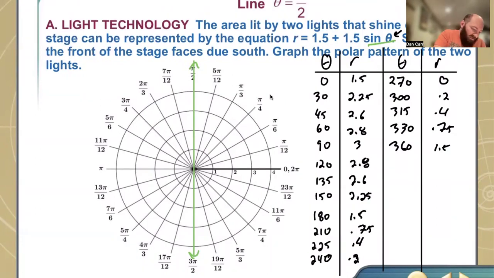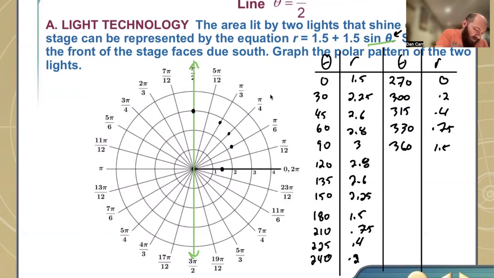So plotting those points, I got 0 goes to 1.5, about right here. Then pi over 6 goes to 2.25, so about right here. Okay, then pi over 4 is going to go 2.6, so it's a little bit past. And then 2.8 right here. Pi over 2 is going to go to 3, so that's 1, 2, 3 right here.